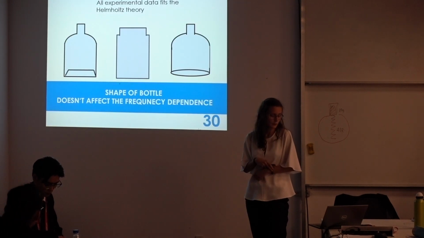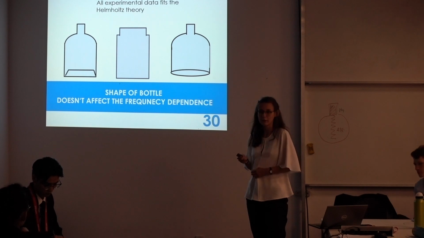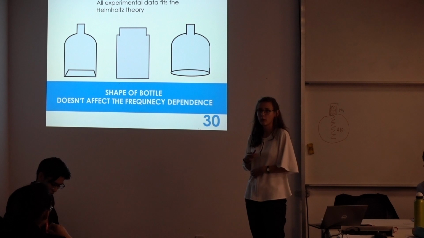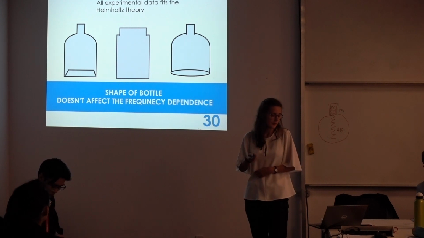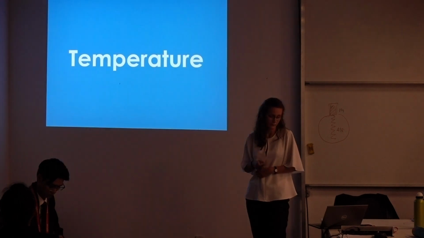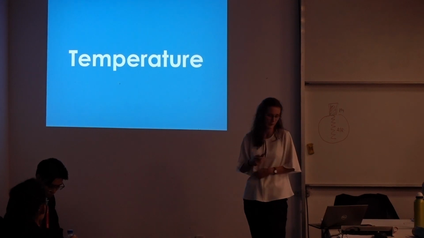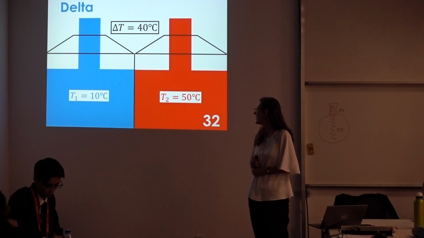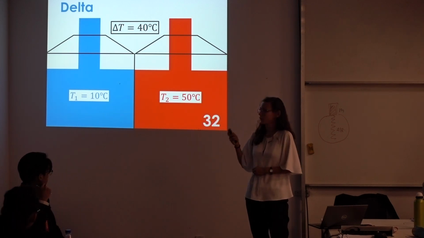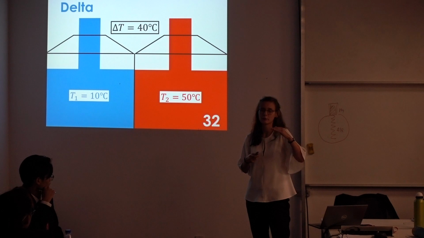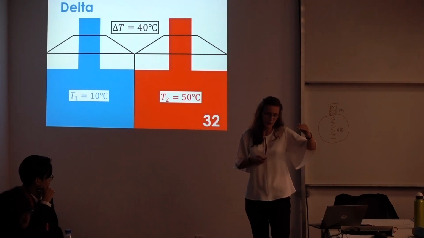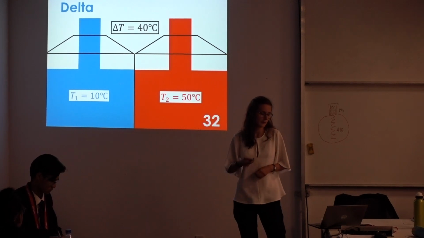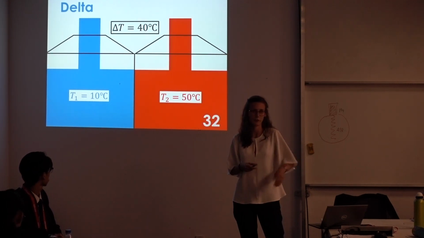And so we can conclude that the frequency dependence doesn't get affected by the shape of the bubble, because all of our experimental data fitted their theoretical Helmholtz theory curves. As for the temperature, as the task says, we used 10 degrees water and 50 degrees water, because that was the maximum that we could get provided from our nozzle, so we couldn't vary that much because we wanted a constant flow rate.